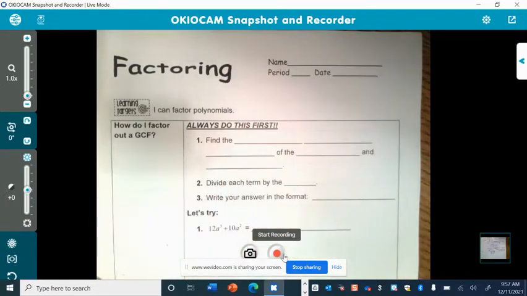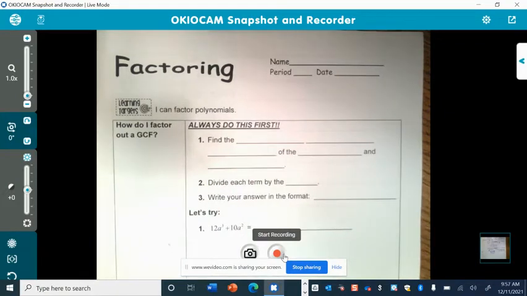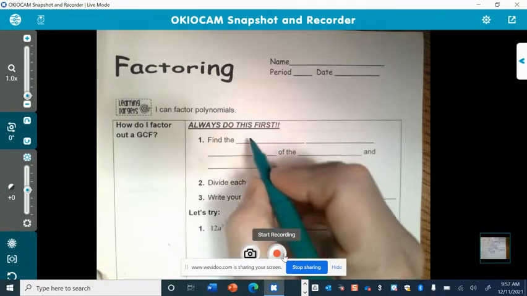We're going to be reviewing factoring from Algebra 2 because we are going to have to factor trigonometric expressions in order to simplify them. Okay. The very first step, always, always, always, is look for a greatest common factor.